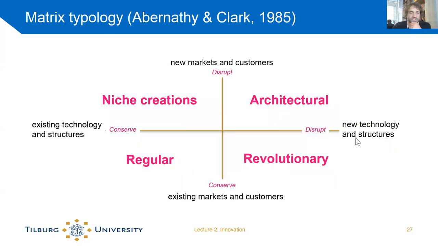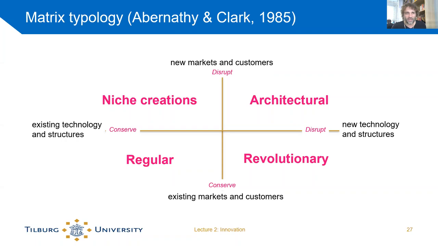And then the second typology I want to discuss is, basically what they do is they distinguish between two types of disruptive and incremental. And I think that's pretty useful as well. So Abernathy and Clark, they say you can have incremental and disruptive innovations along two dimensions. So first of all, you can really think about new technologies and new structures, so new processes, new services. Or you can think of incremental changes in technologies and product services, etc. So that's the disruptive incremental on one dimension.